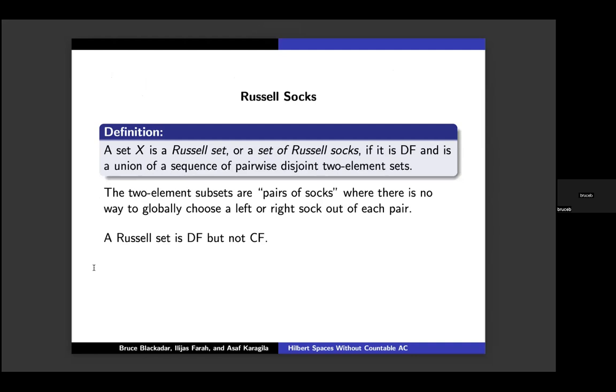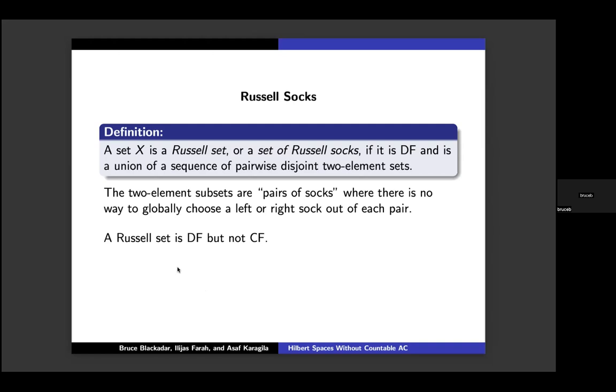Okay, here's an interesting type of DF set. A set is a Russell set, Russell being Bertrand Russell, who was the first one to look at these, or a set of Russell socks, if it's DF, but it's a union of a sequence of pairwise disjoint two-element sets. So the way to think of this is these two-element subsets are called pairs of socks. So you have a sequence of pairs of socks, but there's no way to pick out which sock is the left sock and which sock is the right sock. And you can't do that globally. You can do it out of any individual pair or any finite number of pairs, but not out of all the pairs at once.